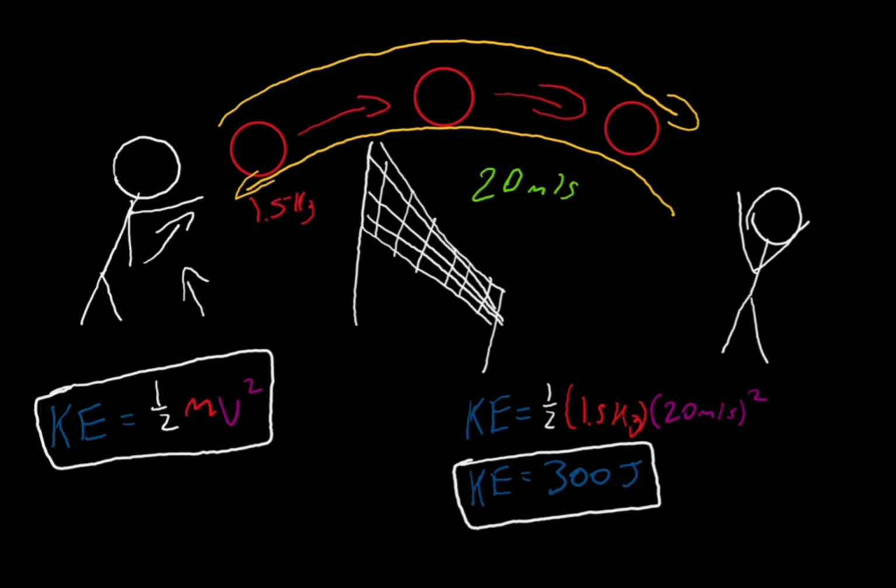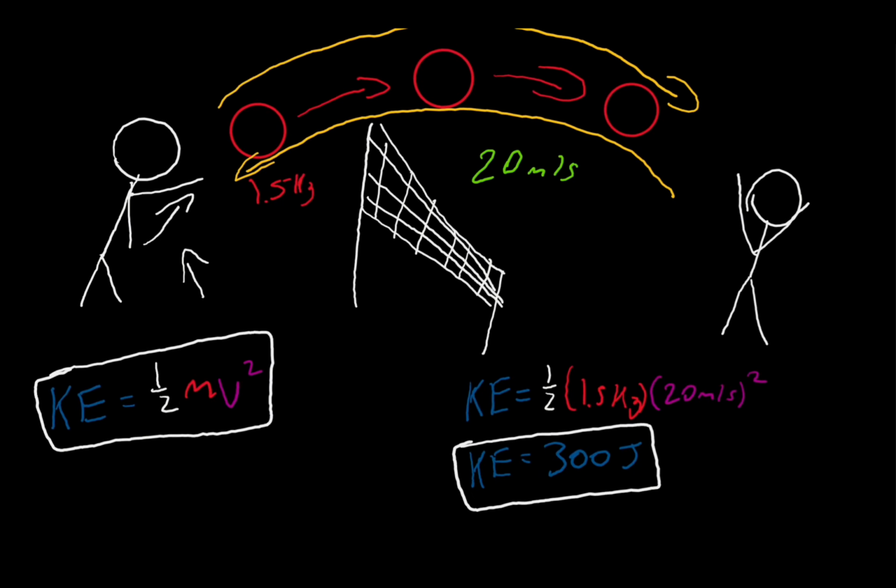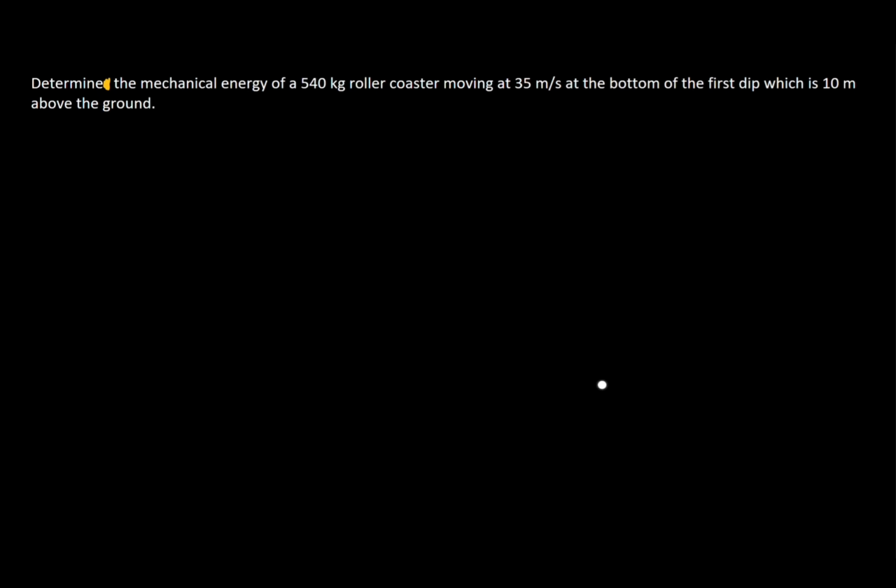Finally, let's move on to mechanical energy. Determine the mechanical energy of a 540 kilogram roller coaster moving at 35 meters per second at the bottom of the first dip, which is 10 meters above the ground.